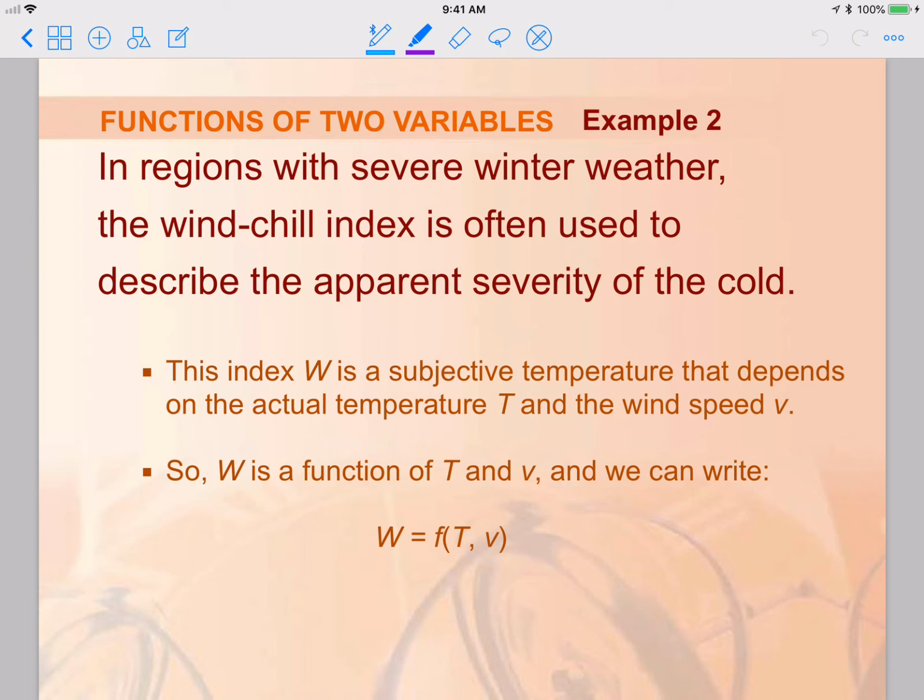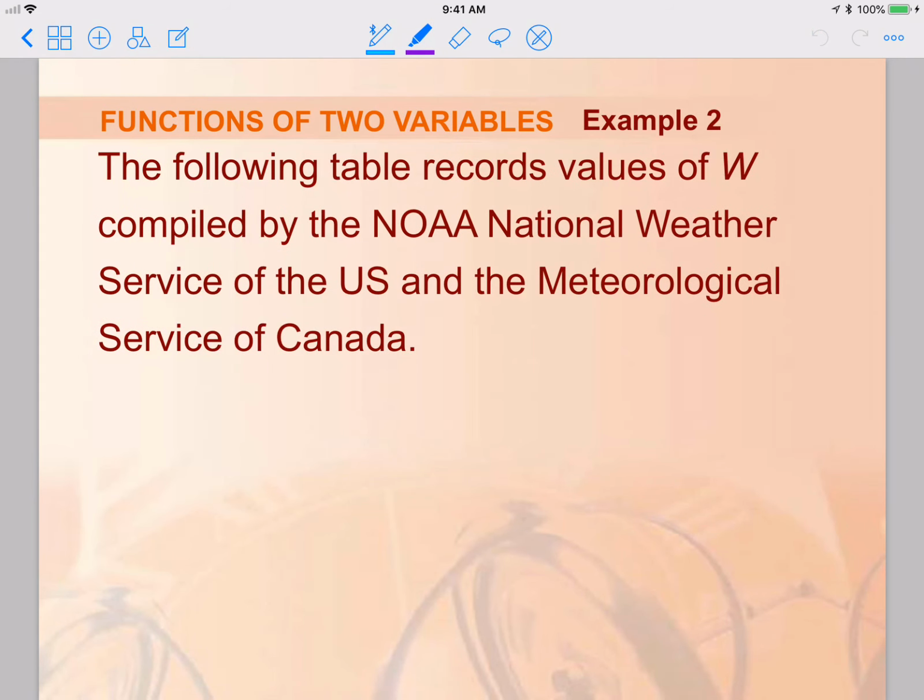In regions with severe winter weather, the wind chill index is often used to describe the apparent severity of the cold. Okay, so our formula is going to be the wind chill index. Okay, so our W is the wind chill index, and W is based on the temperature and the speed of the wind. So we would write that W is a function of T, which is temperature, and wind speed, V, for velocity. Okay.